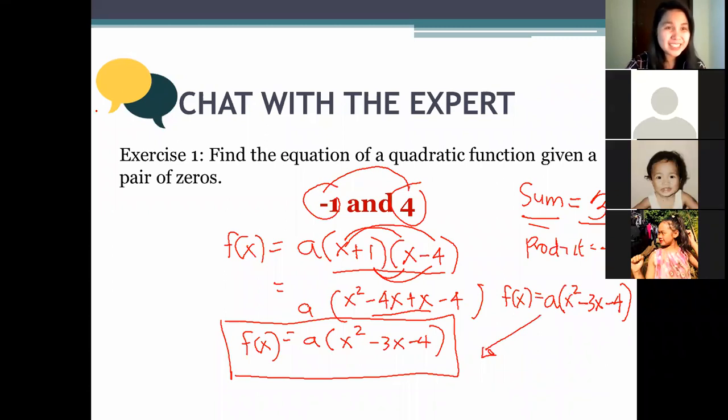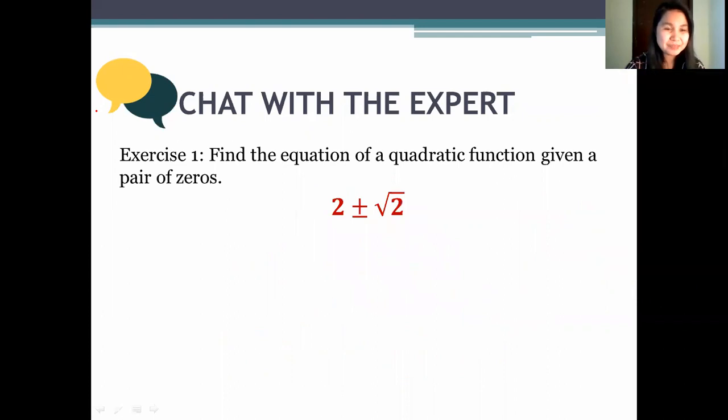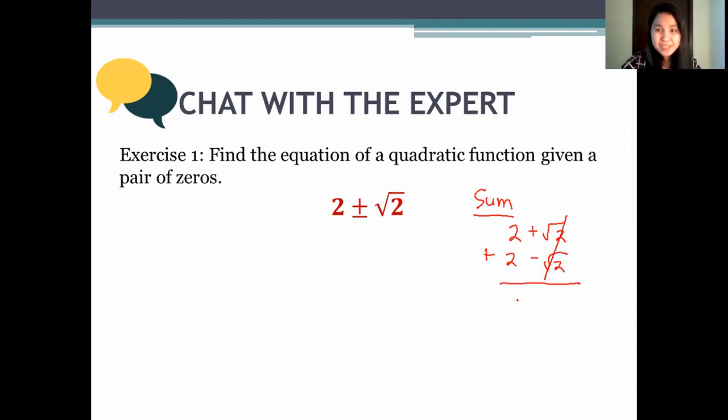Okay, let's go to the next example. Ready? There. Actually, I have biases when it comes to techniques. I find the sum and the product easier compared to doing more. So let's have the sum. Ready? 2 plus square root of 2 plus 2 minus square root of 2 is 0. 2 plus 2 is 4. Very good. How about the product?